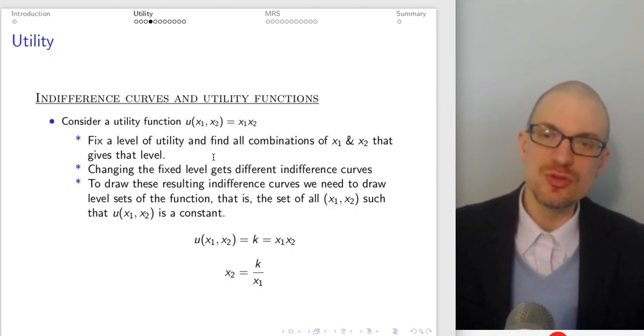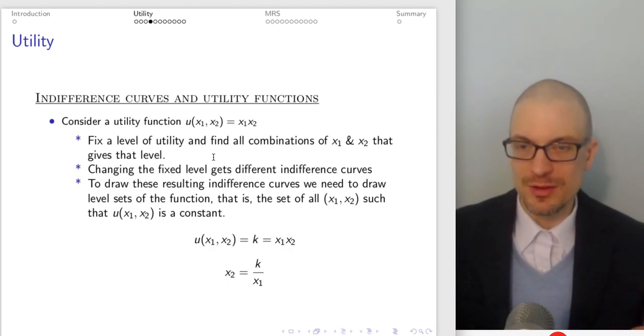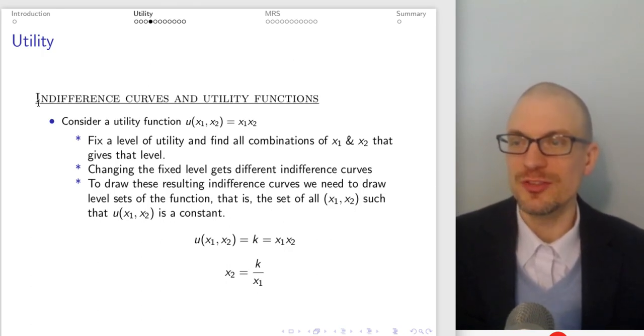We don't actually do this, but if you were doing the econometric analysis, you might find it useful to work with logs quite a lot. Anyway, the next thing I want to talk about is indifference curves and utility functions.